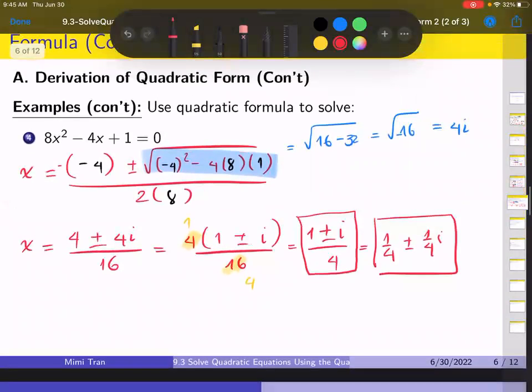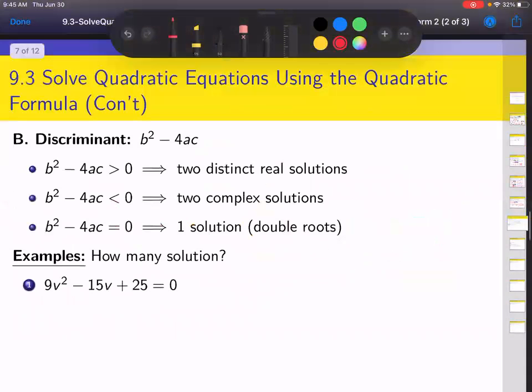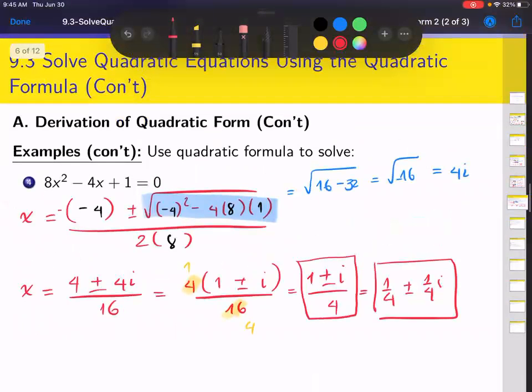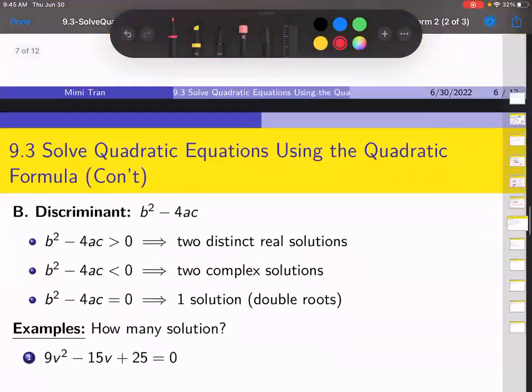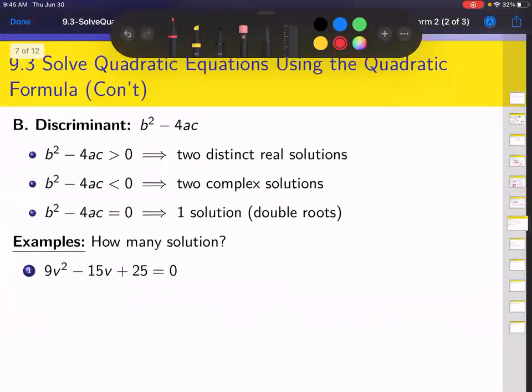If it's negative, then you have what? Two complex or two imaginary solutions, right? That's why we have imaginary solutions here, because the discriminant is negative, so the roots are complex. If it equals 0, it's kind of wrong if I say one solution. It's supposed to be two solutions, but they're the same. So let me give you an example like this.